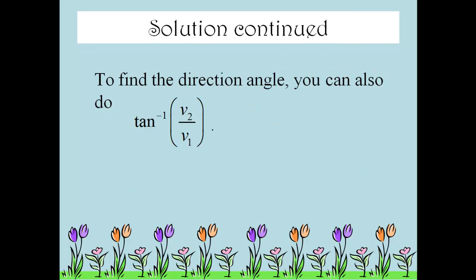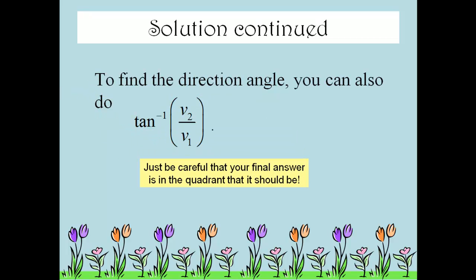Again, another way that you can do this is just thinking about the tangent. We know that if we look at our vector in terms of its vertical and horizontal component, the inverse tangent of our vertical component divided by our horizontal component is also going to give a direction angle. Again, just be careful that your final answer is in the quadrant it should be. The biggest mistake that students make is they just find the answer by doing their inverse trig function and then don't think about the fact, oops, it's supposed to be in another quadrant, I need to add or subtract something. So make sure your final answer is in the quadrant it should be.